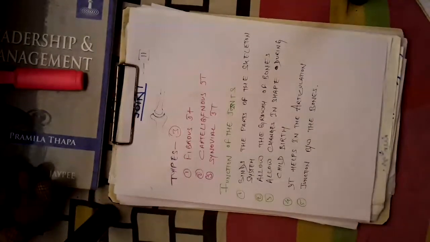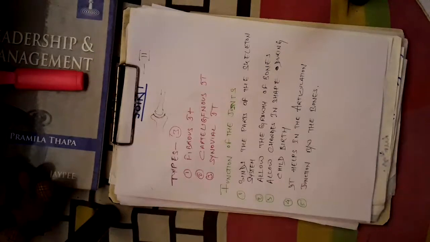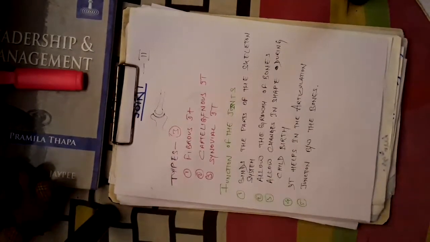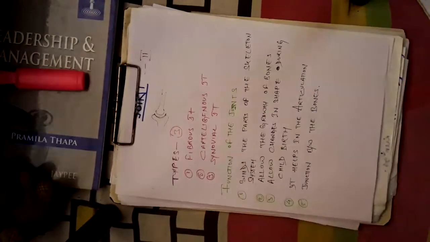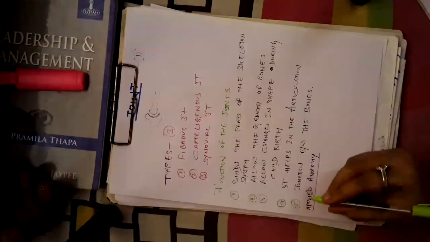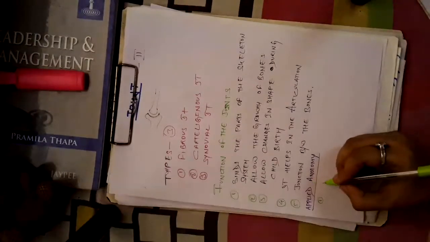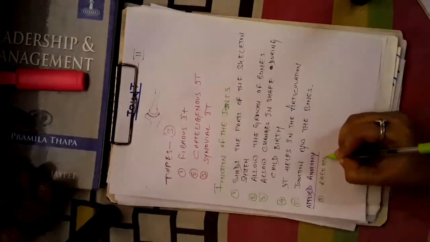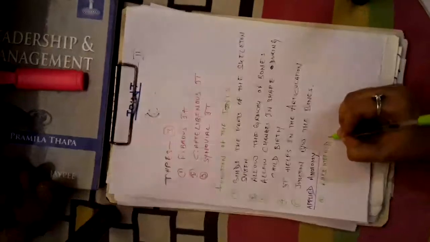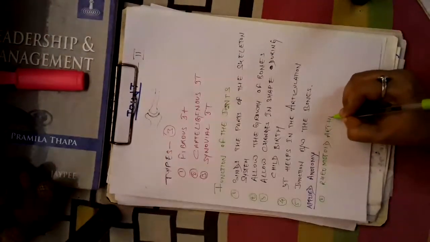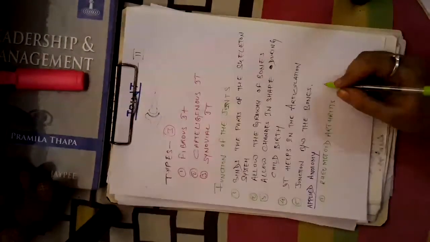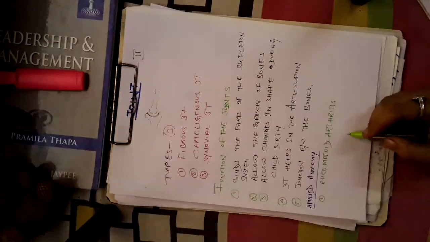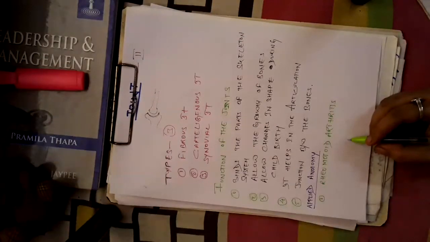Next we will see the applied anatomy of the joint. The applied anatomy means the diseases which occur in the joints. First applied anatomy is rheumatoid arthritis. The rheumatoid arthritis is a chronic progressive inflammatory autoimmune disease.